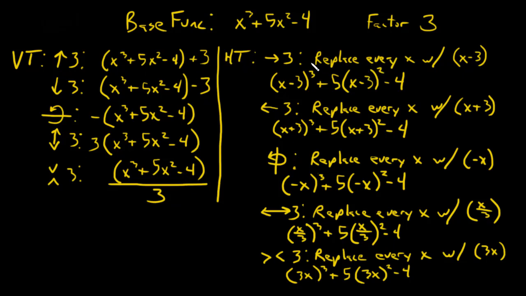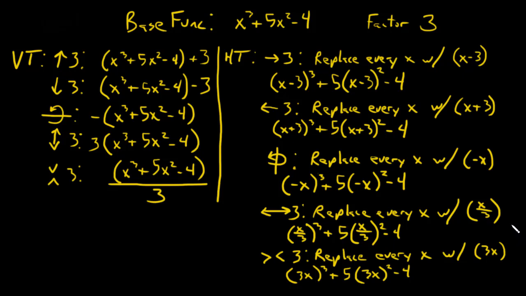If I want to move it right, I replace every x with x minus 3. If I want to move it left, I replace every x with x plus 3. If I want to flip it, mirror it across the y-axis, I replace every x with negative x. If I want to stretch it horizontally, I replace every x with x divided by 3. If I want to shrink it horizontally, I replace every x with x times 3, or 3x. That's it. That is all the transformations right there, all in one place.